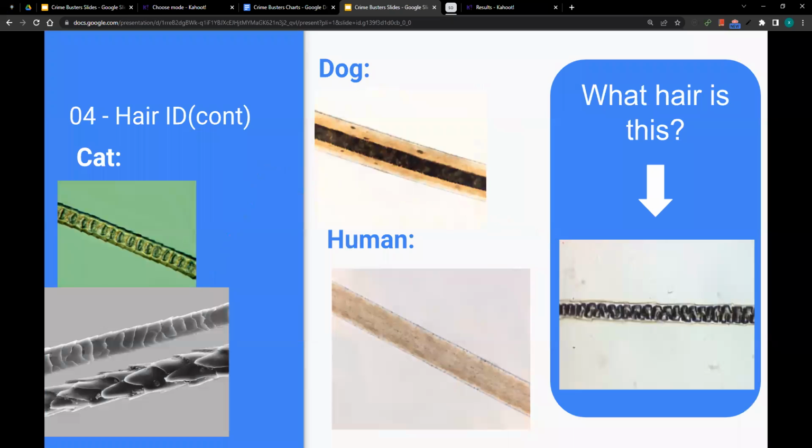And here I have a practice for hairs. You can refer to these three images to try to find out what this type of hair is.